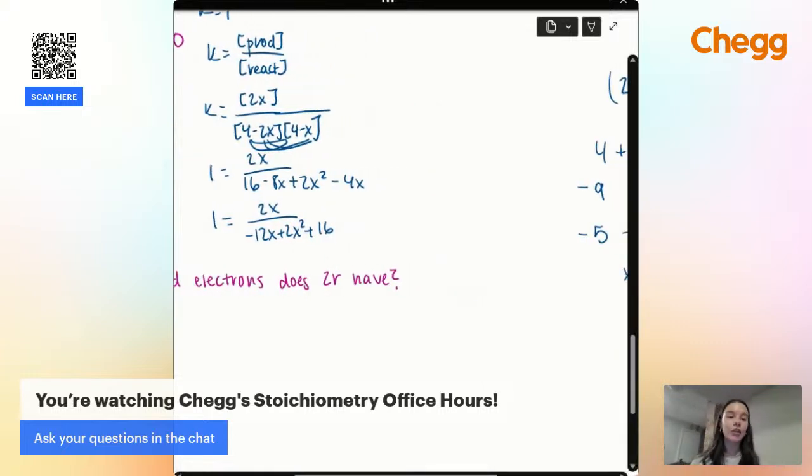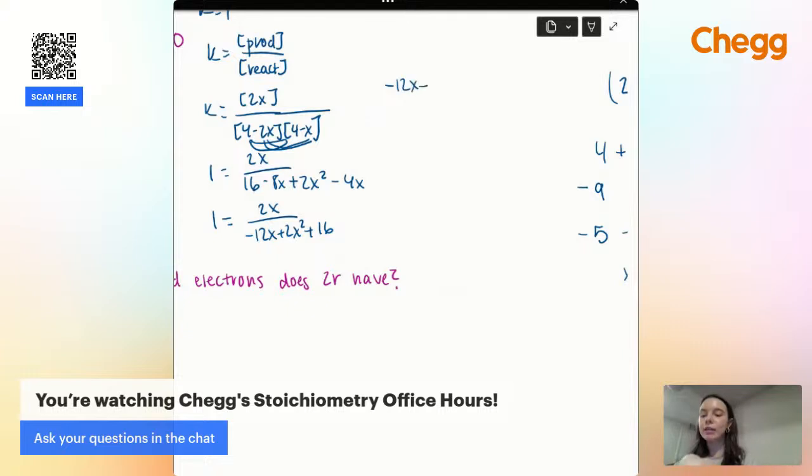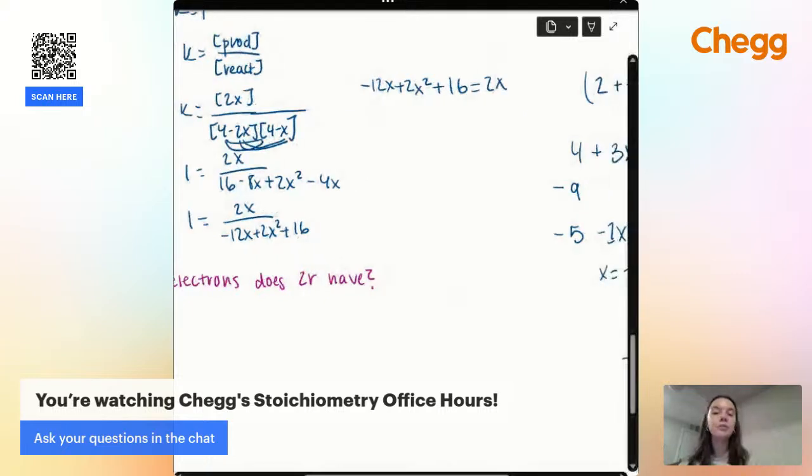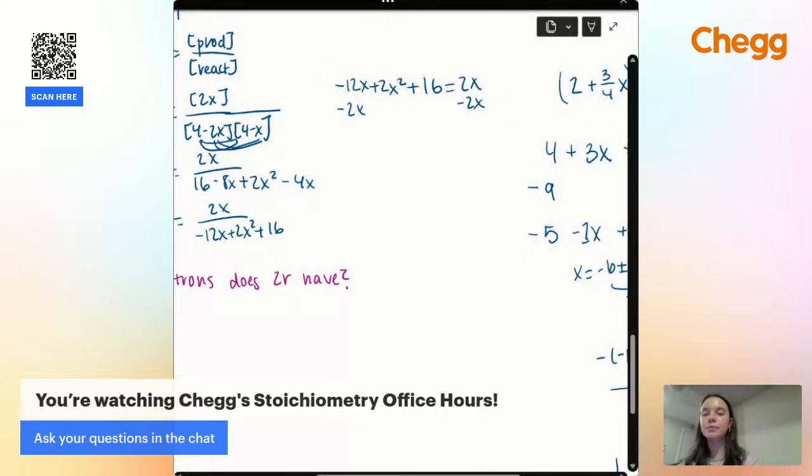And now let's get everything to one side. So we would multiply everything on the bottom over. So we get negative 12x plus 2x squared plus 16 equals 2x. And then we want to get 0 on the right to use our quadratic formula. So subtract 2x on each side.